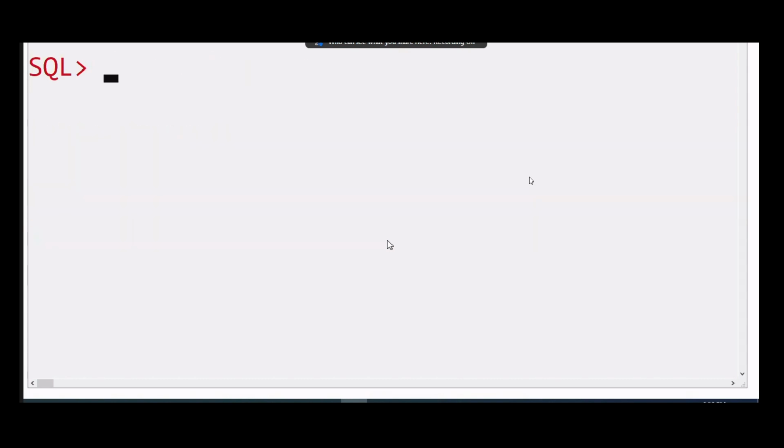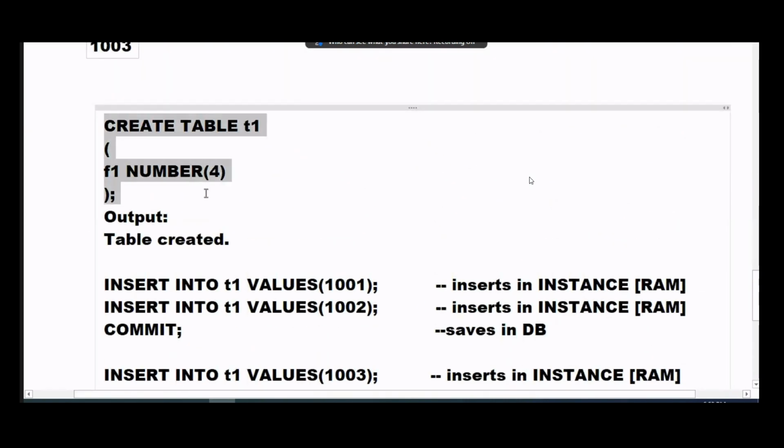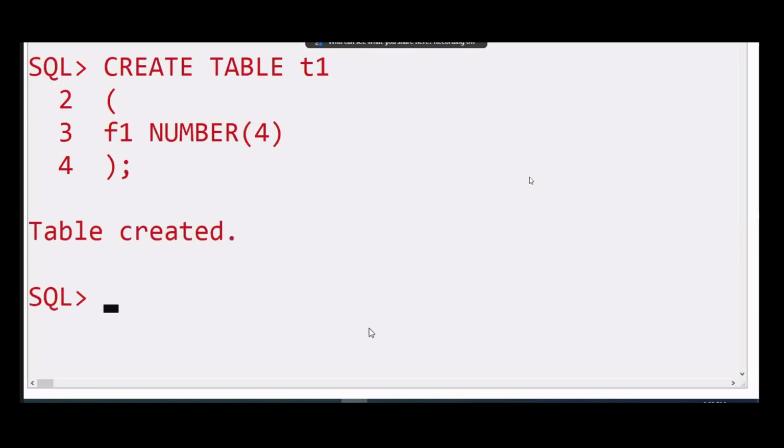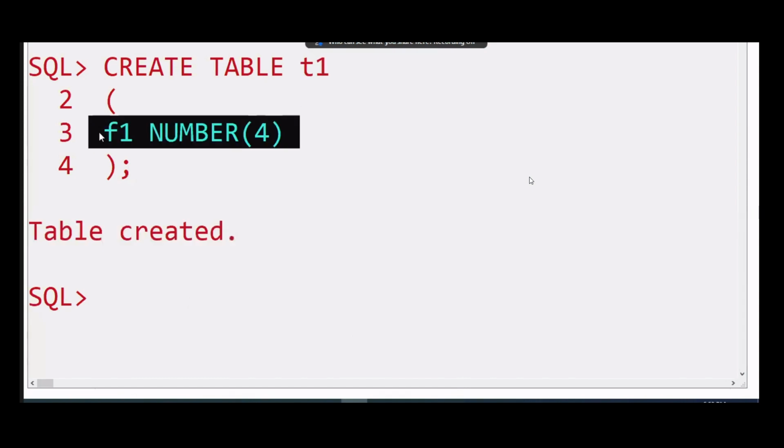Okay, observe here. I'm creating the T1 table now. See, this is the query for creating the T1 table, with an F1 column. The table is created. Table name is T1, and one column F1 is there.